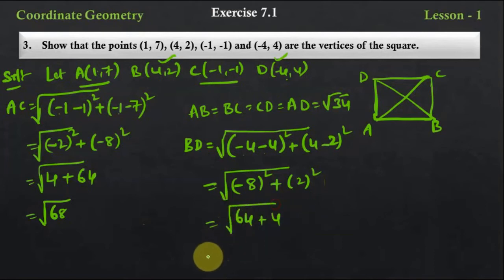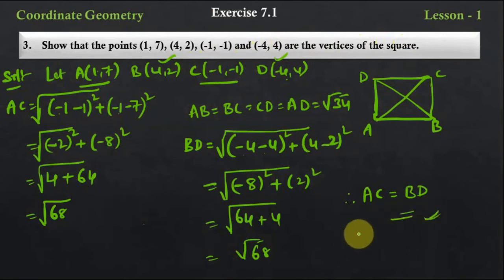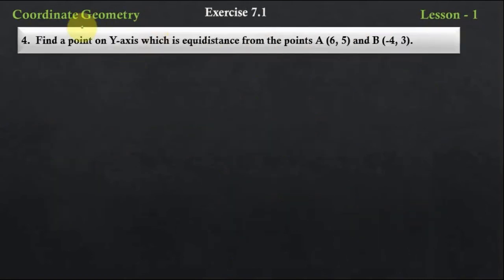So this will be total how much? 68, right? Therefore here diagonal lengths are also equal. AC is equal to BD. All four sides lengths also we got equal, as well as the diagonal lengths are also equal. Therefore these points are the vertices of the square. The conclusion you should write. So that's it. Now we will do the next problem, problem number 4.